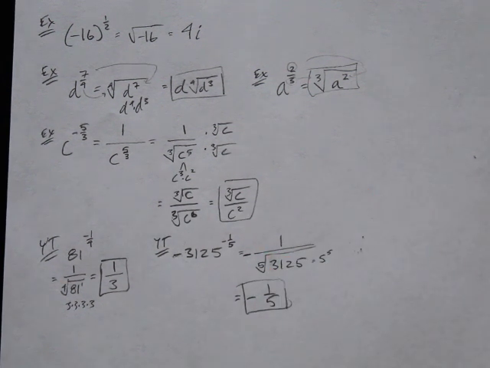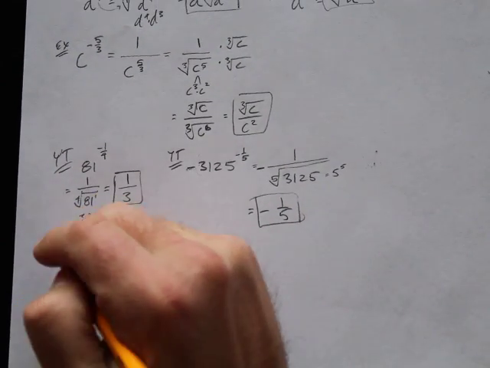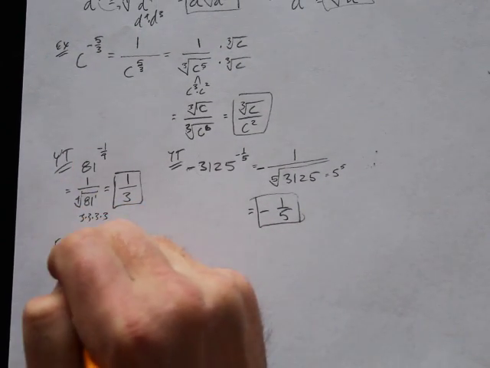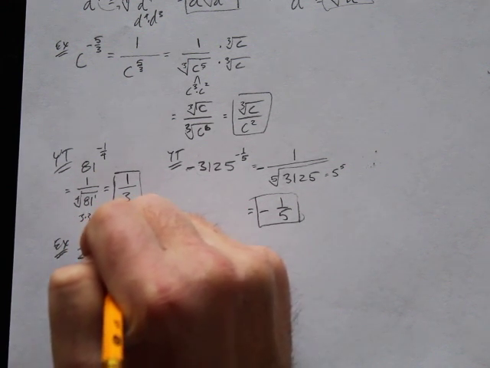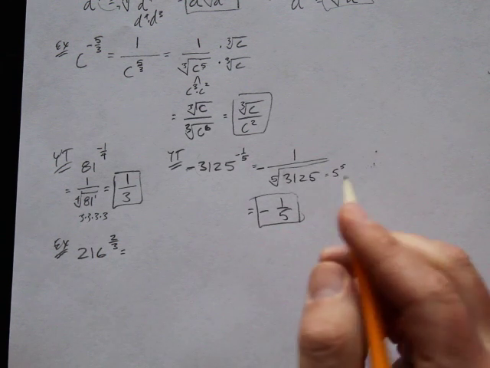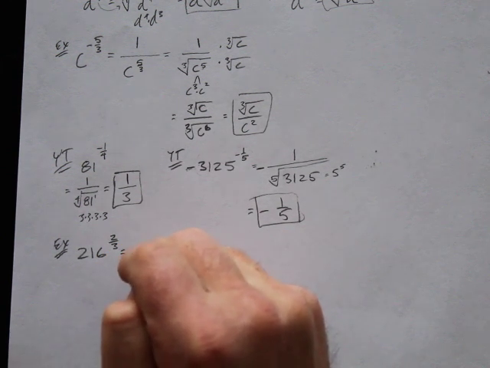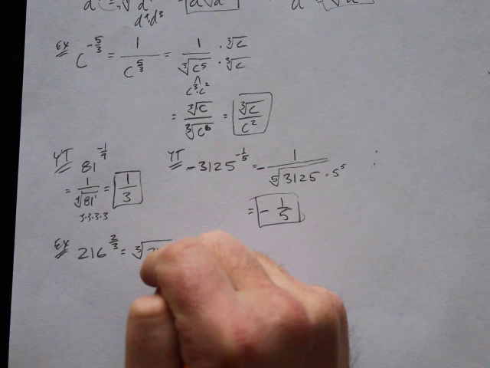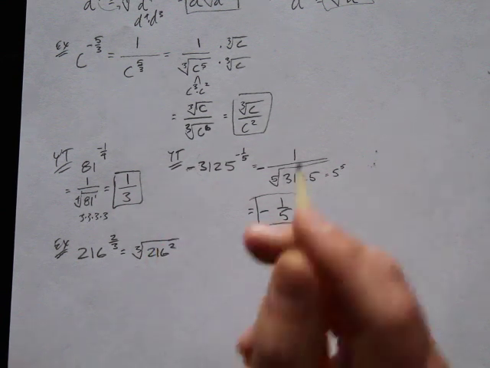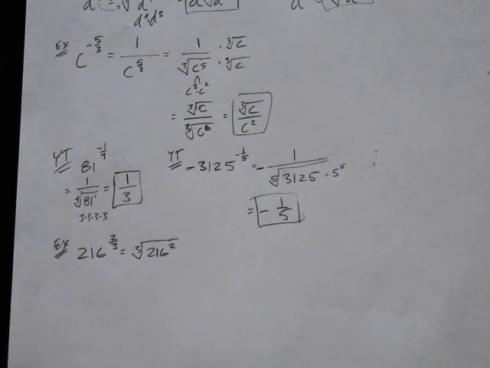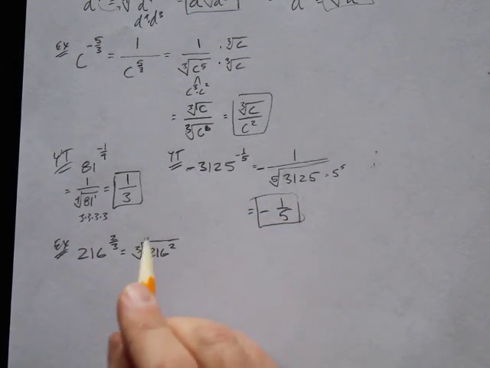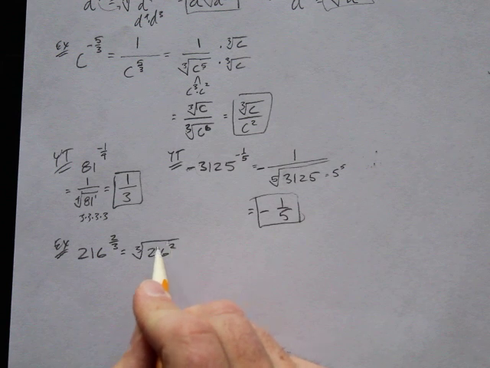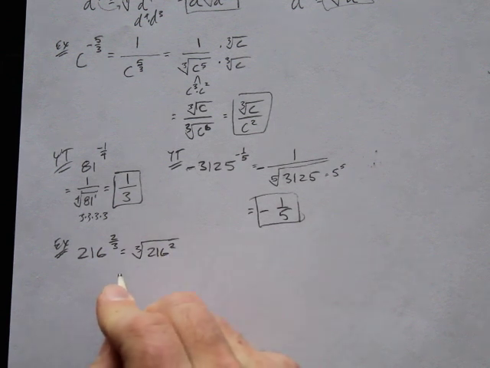Phew. Okay, let's do a couple more examples here. 216 raised to the power of 2/3. Okay, so I'm going to rewrite this with 3 as my index number, and then 216 squared. Now there's a way that I can break this 216 up without having to multiply by itself.